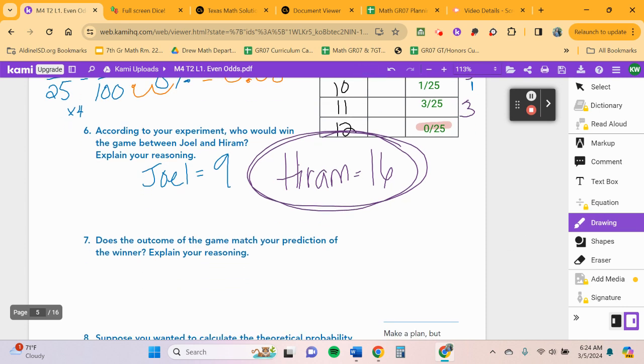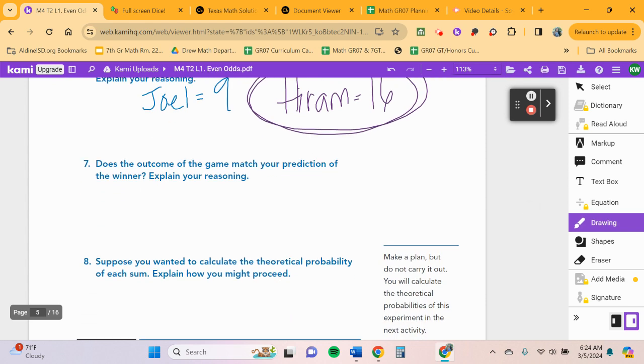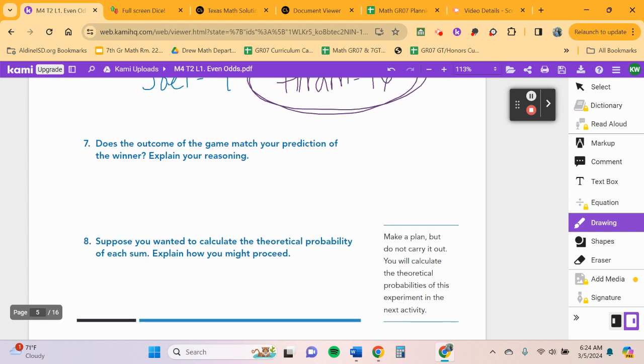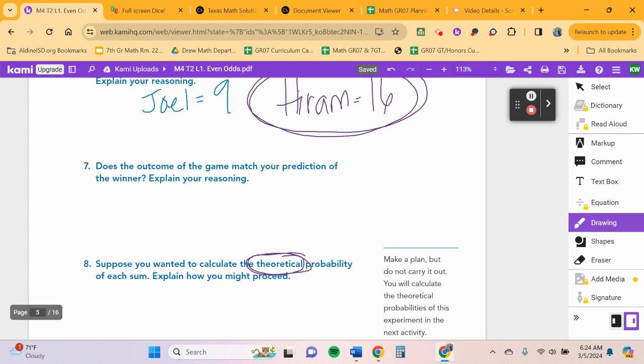Number 7, does the outcome of the game match your prediction of the winner? Number 8, suppose you wanted to calculate the theoretical probability of each sum. Remember, theoretical is what should happen. Explain how you might proceed. So take about 2 minutes max. Go ahead and answer these questions on your own or with a partner. Discuss that. Does the outcome match your prediction? And if you wanted to calculate the theoretical probability, how might you do that? 2 minutes. Pause here.